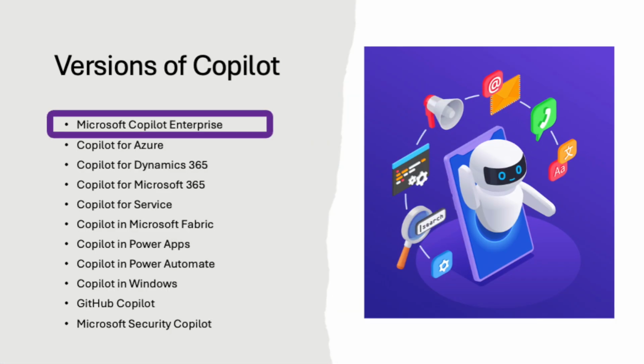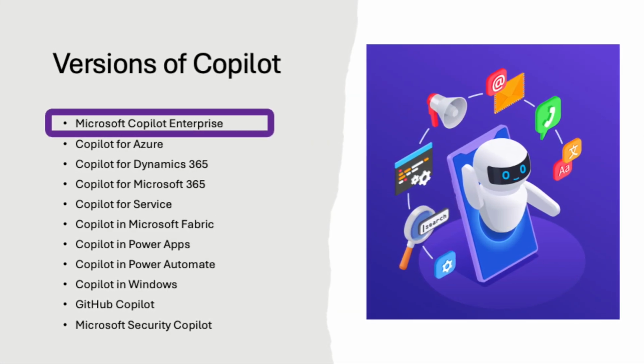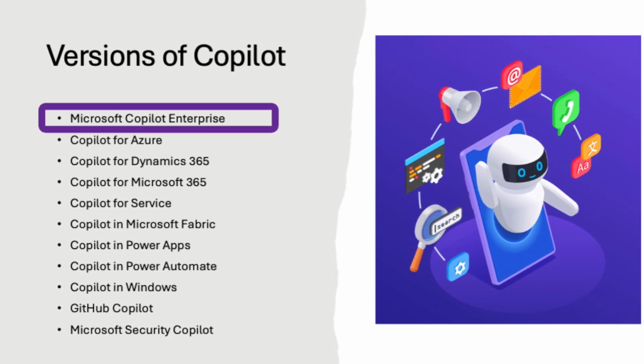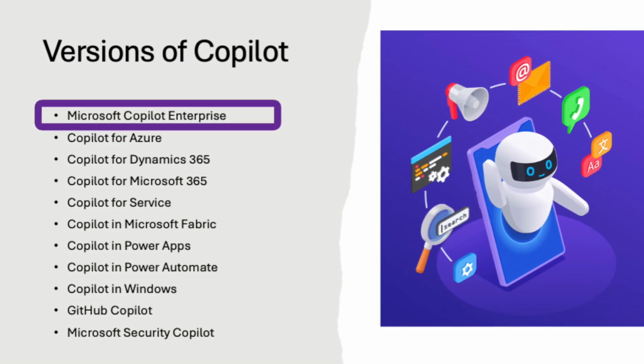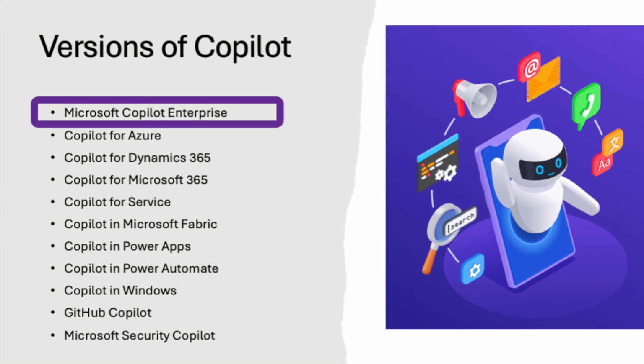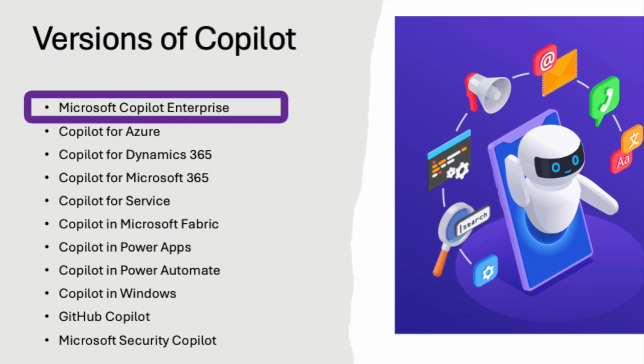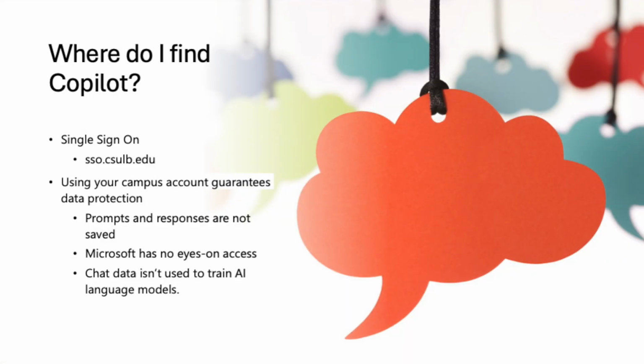There are several versions available from Microsoft, but here at CSULB, all students, faculty, and staff have access to the enterprise version of Microsoft Copilot included with your campus account. Essentially, this is the base version of Copilot, but it can still do so much. How do you open Copilot?